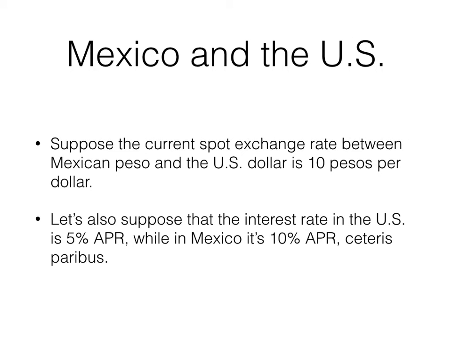Let's say that the current spot exchange rate between the Mexican peso and the US dollar is 10 pesos per dollar, or we can invert that and say 10 cents per peso. So we'll also suppose that the interest rate in the US is 5%, while in Mexico it's 10%, holding everything else constant. So the risk is the same between the two countries. And we can now look at two different options for investing, say $1,000.